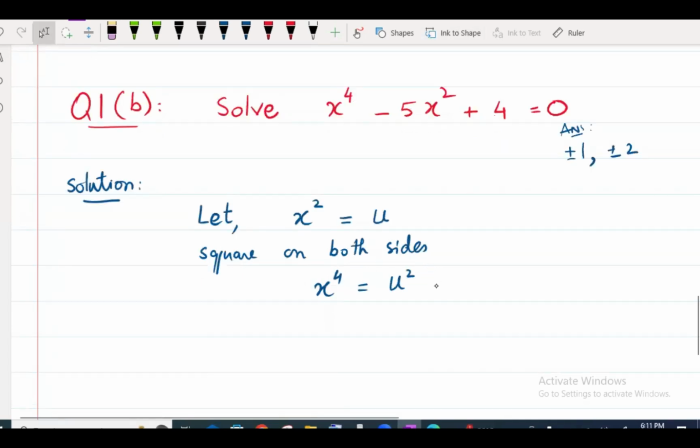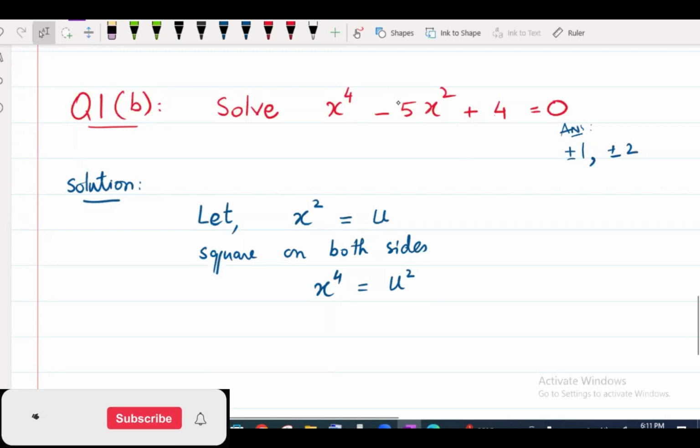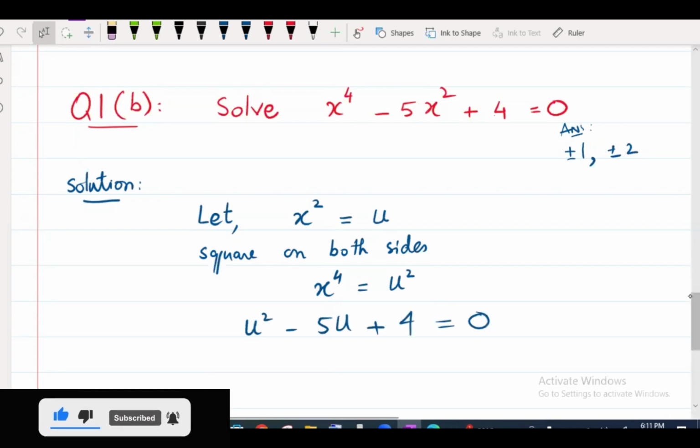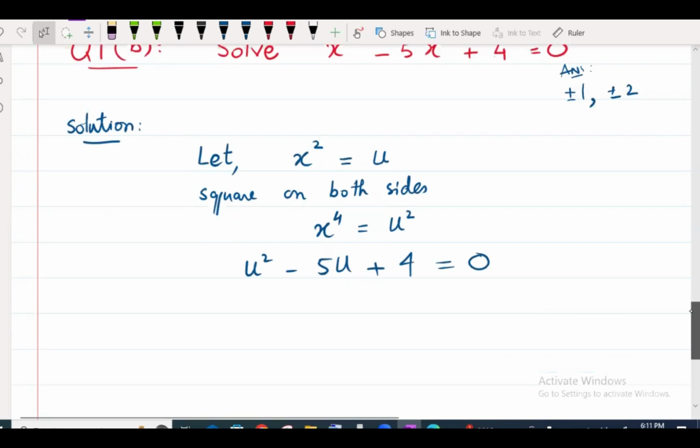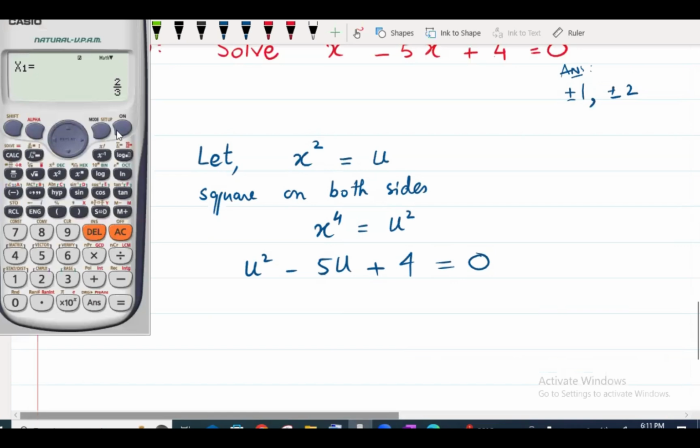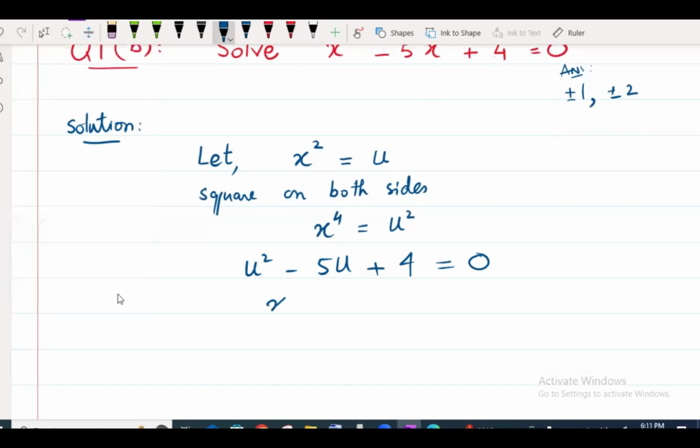Okay, now after assuming, the whole equation will be transformed and we will write u squared minus 5u plus 4 equal to 0. Then you can use the quadratic formula to solve this, or you can use a calculator. But write it down in the factorized form first. So it will be 1, then minus 5, then 4. One value is 4 and the other is 1. So u minus 4 times u minus 1 equals 0.